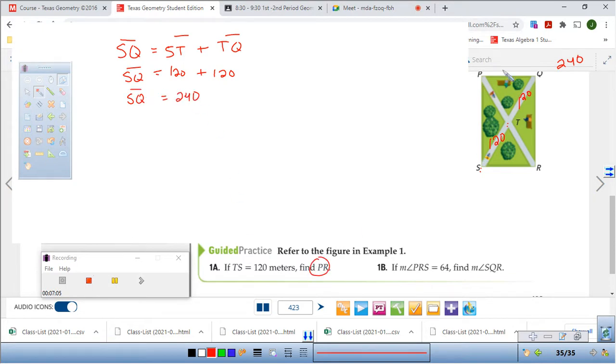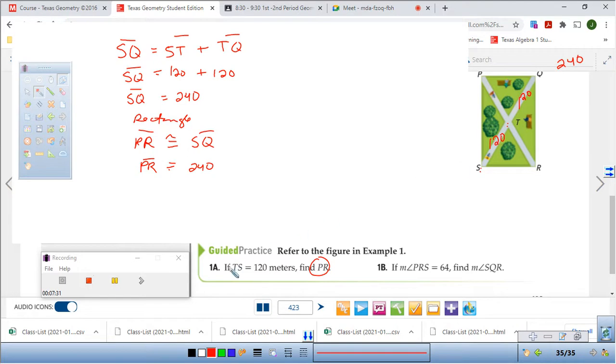They're asking us for PR. And since this one is a rectangle, we know that PR is congruent to SQ. So we're going to say PR is congruent to 240, or equal to 240. Pretty easy, pretty cheesy. Go ahead and try 1B real quick.